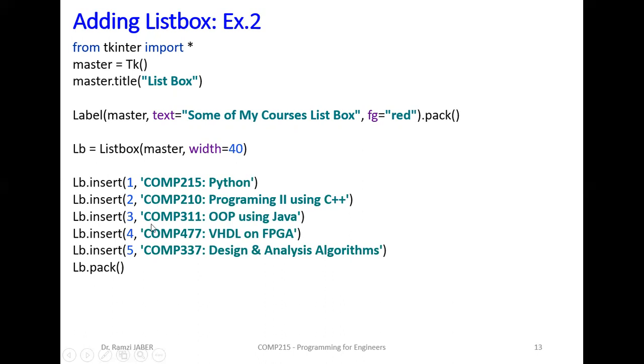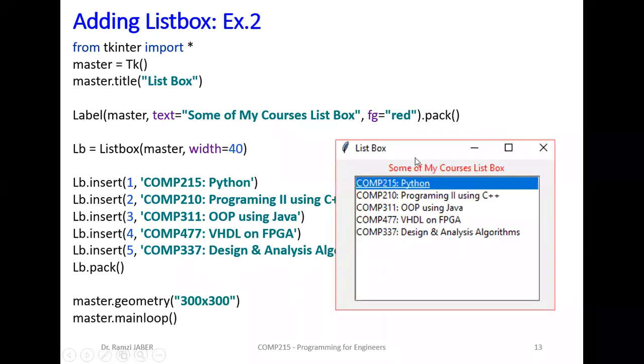Now I want to put items inside this Listbox. So I want to insert: LB dot insert 1, this is the order, comma, this word, com215 Python. Insert 2, programming 2. 3, OOP using Java. 4, VHDL on FPGA. 5, design and analysis algorithms. Then I want to close it by lb.pack. So the output will be this.